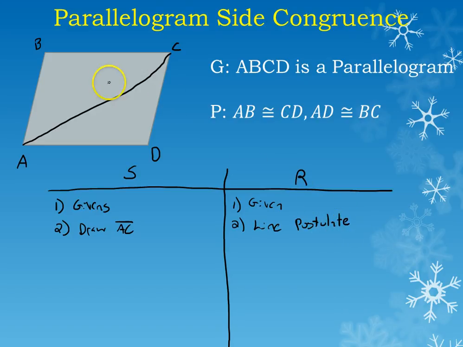So now that I have my 2 triangles, ABC and CDA, I need to prove their congruence. They're going to form a bunch of angles in here, so we'll call these angles 1, 2, 3, and 4. And they have this shared side AC. If they have a shared side, it must be congruent to itself. So AC is congruent to AC. That's our reflexive property.